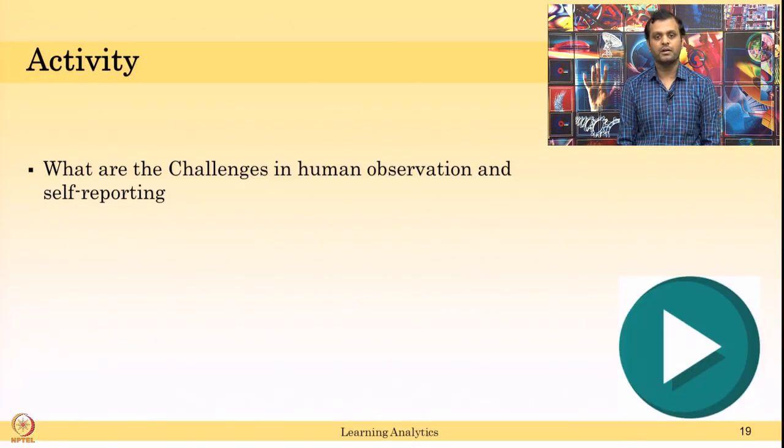So we saw human observations and self-reporting being used to detect emotions. What are the challenges in human observation and self-reporting? Please think about the challenges, write down your answer, then resume to continue.